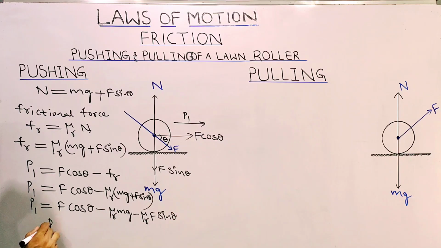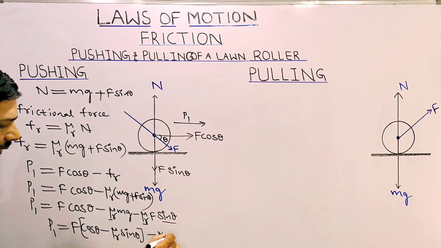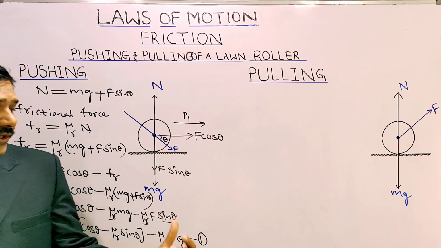Here P1 equals F cos theta minus mu r F sin theta minus mu r mg. I am taking F common: cos theta minus mu r sin theta, minus mu r mg. Okay, so this is equation 1.